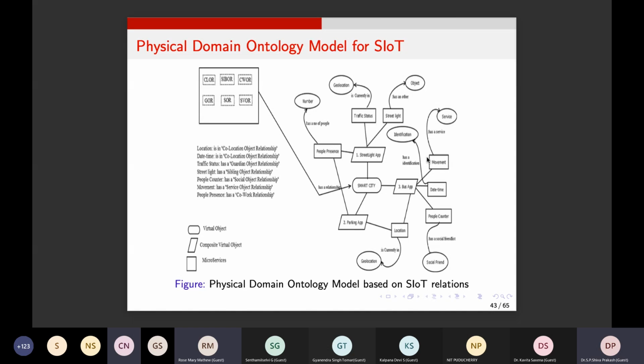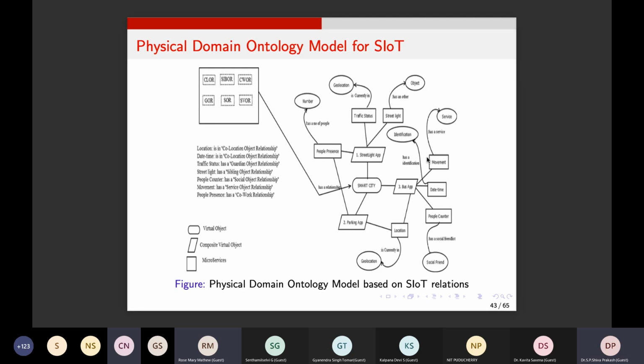Now whether the movement has a service or not, or we try to check in this street light app, as a street light, whether it has another object or not, and also if so, it has an object. Okay, and the traffic app is in some location, so that is provided by in which current location, right? So finally if you observe, people presence has number of people, the final outcome is the number.